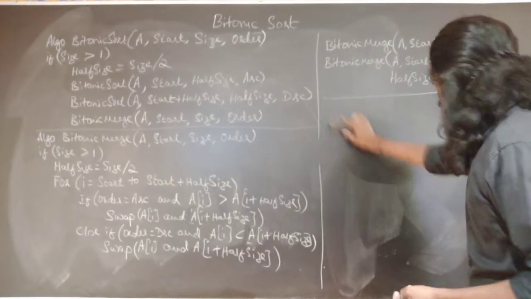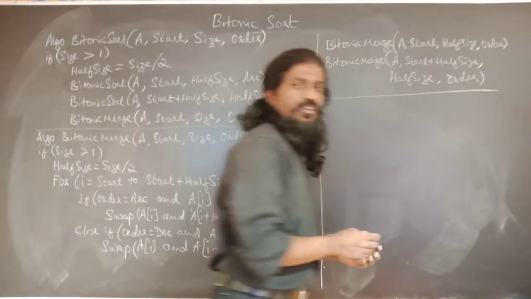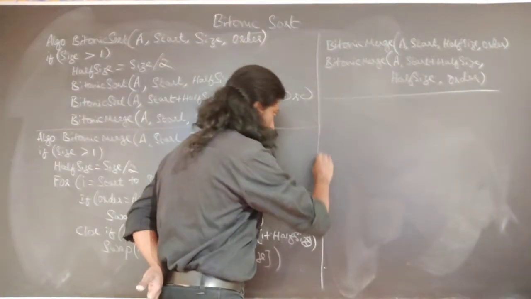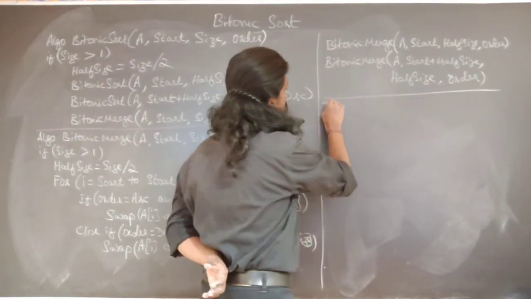Now let us quickly analyze the efficiency of Bitonic sort. We will follow the same steps that we followed earlier. What is the input size?